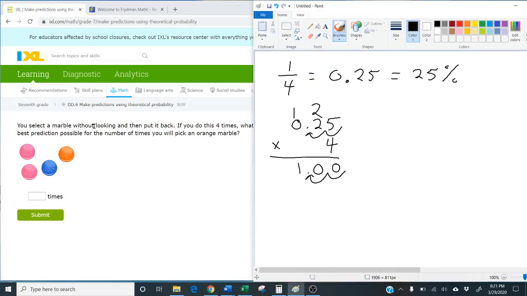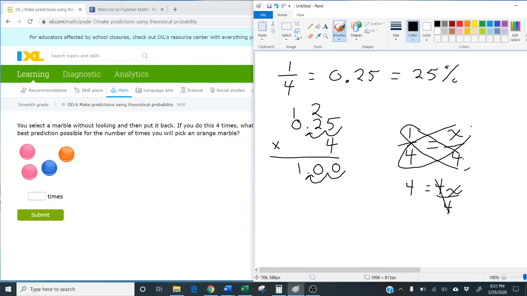Again, we could also set up a proportion. 1 over 4 equals x over 4. 4 equals 4x. Divide both sides by 4. X equals 1.